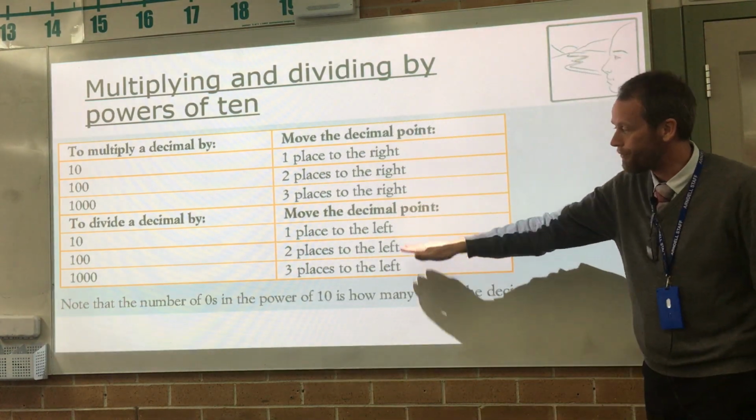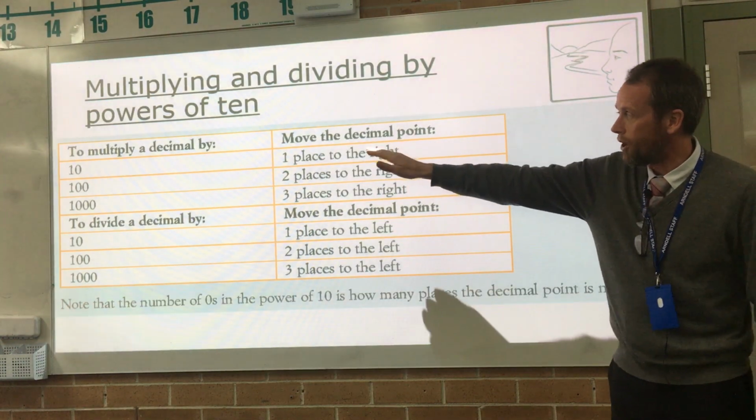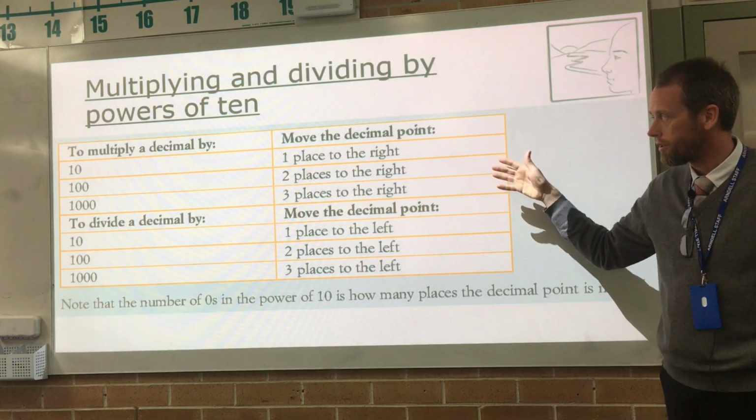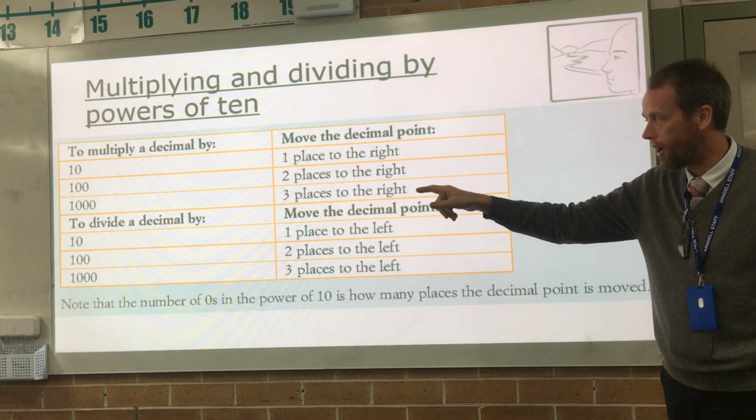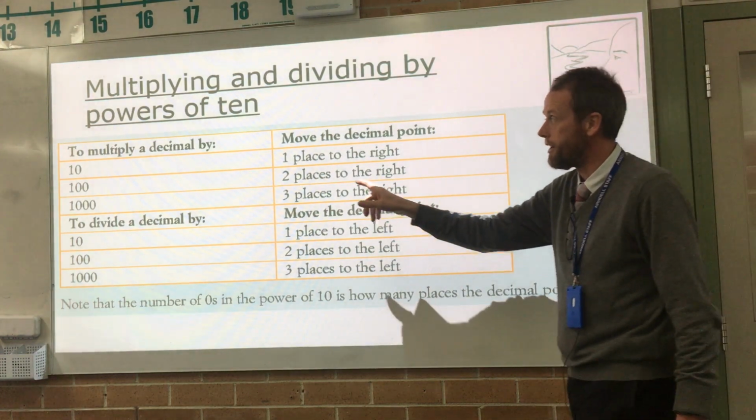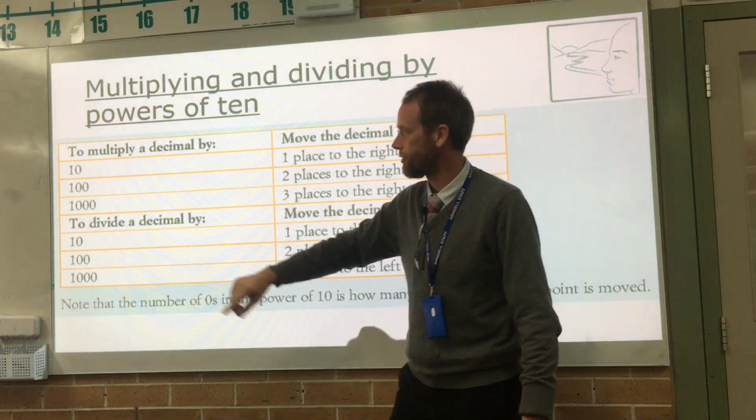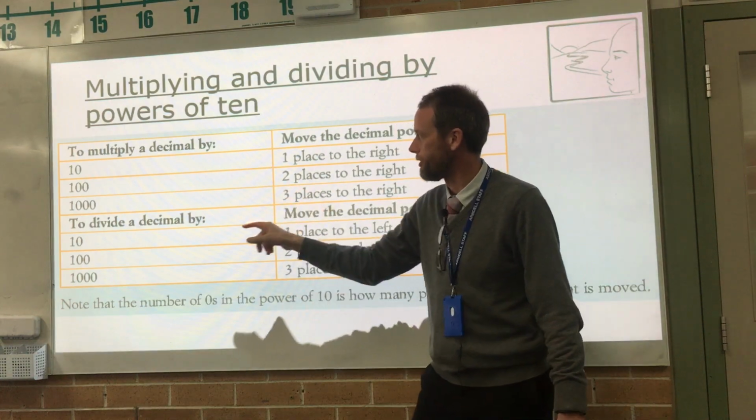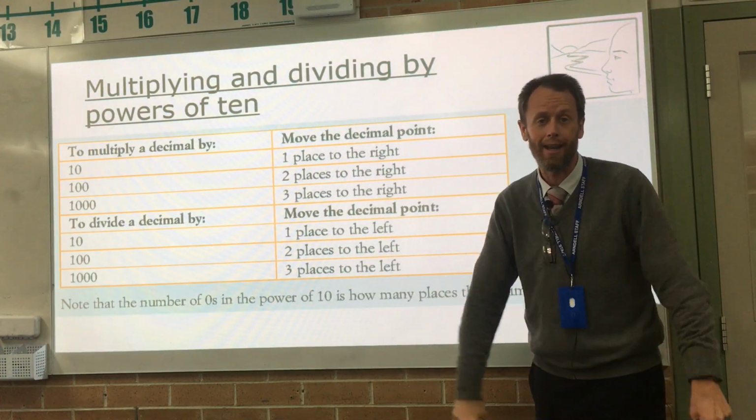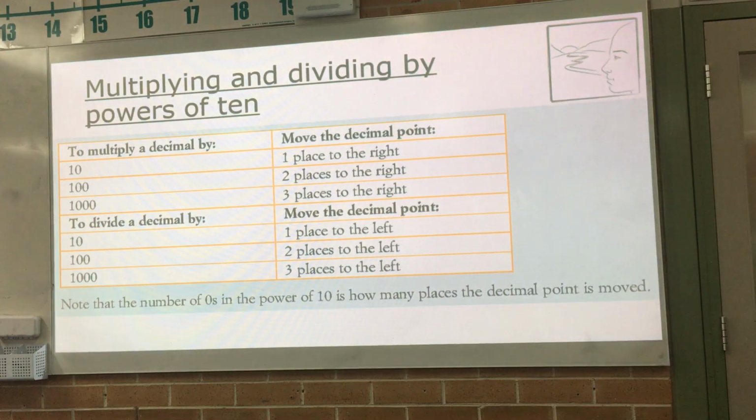And so here we have this table, which you've now copied down into your books. To multiply a decimal by a power of 10, move the decimal point to the right. To divide by a power of 10, move the decimal point to the left. And the number of zeros, 1 zero, 1 place. 2 zeros, 2 places. 3 zeros, 3 places. It's the great thing about our number system, this is how it works. So let me show you some very quick examples.